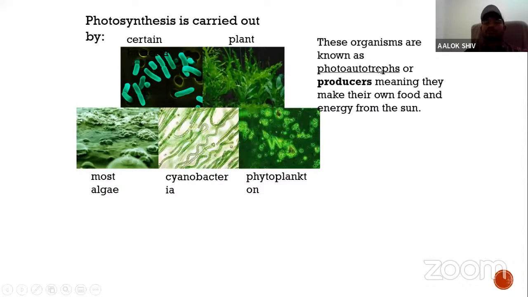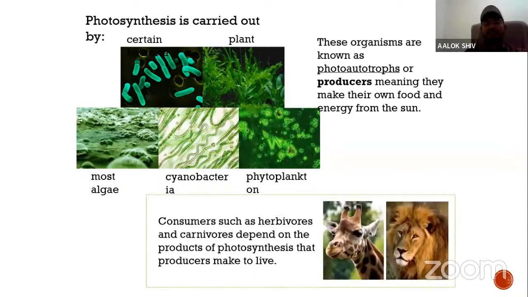So photoautotrophs are those individuals who are able to make their food in the presence of light. We all know that these are the plants and certain cyanobacteria, algae, and phytoplankton, which can make their own food. So these are phototrophs. And consumers such as we, herbivores, and carnivores depend on the product of photosynthesis.